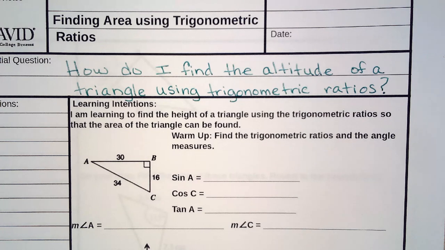Today we're going to look at how to find area, and this will be of triangles, using trigonometric ratios. Your essential question is, how do I find the altitude of a triangle using the trigonometric ratios? Your learning intention: I'm learning to find the height of a triangle using the trigonometric ratios so that the area of the triangle can be found.